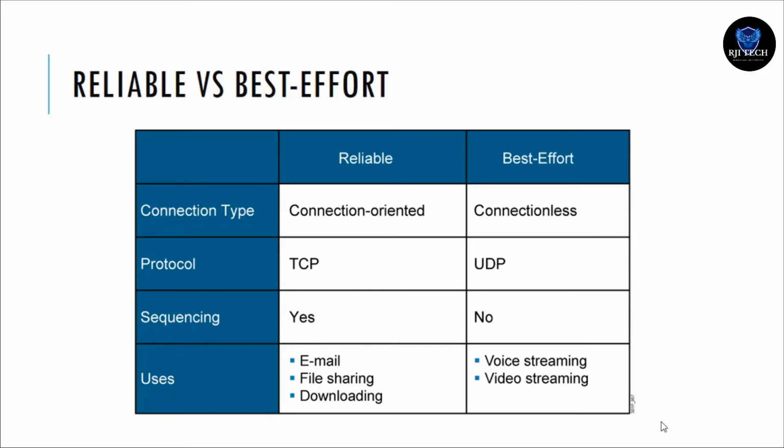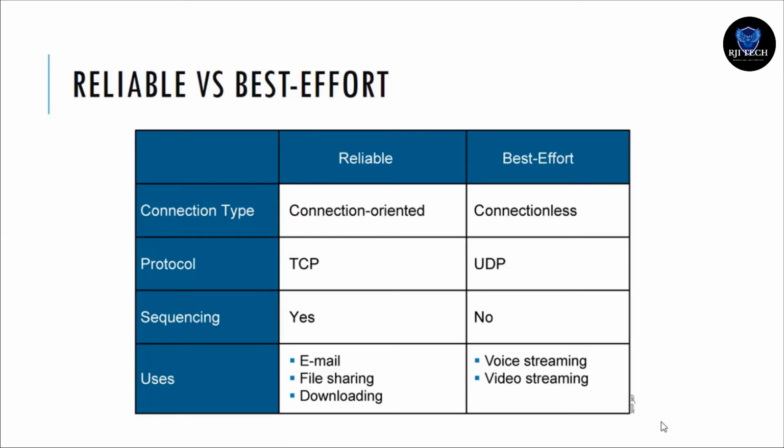Let's compare reliable communication and best effort communication. The reliable communication is connection oriented. No data transfer before connection establishment. But the best effort communication is connectionless. Data can be transmitted without establishing a complete connection or a complete session, a complete circuit from the source to the destination. The protocol used for reliable communication is the TCP. The protocol used for the best effort delivery is the UDP protocol.